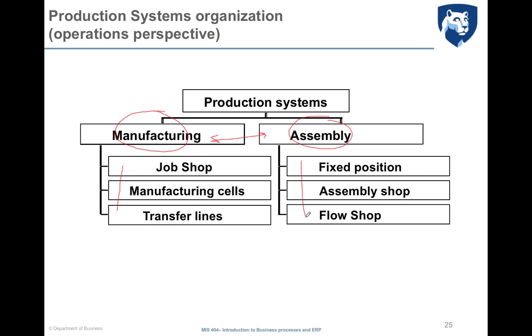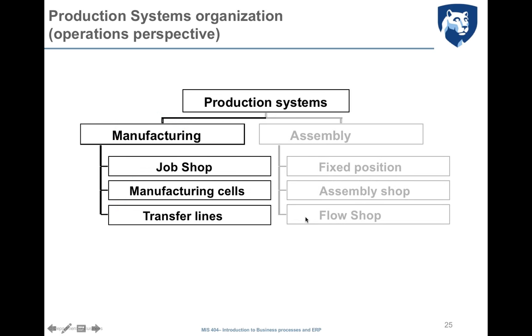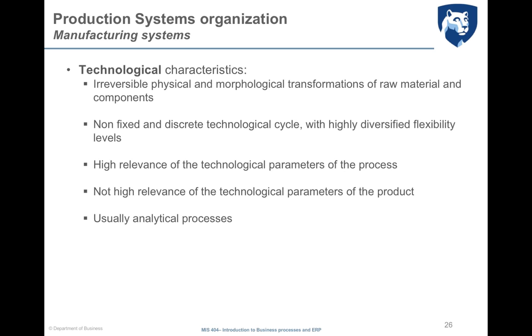Let's dive deeper into these, starting from manufacturing. So again, possible options for manufacturing are job shop, manufacturing cells, and transfer lines. First of all, let's clarify what manufacturing systems are. Manufacturing systems are that part of the production system where irreversible and morphological transformation of raw materials and components takes place. So, through the manufacturing system, we process raw materials and reshape them in order to get near the final configuration of the finished product.